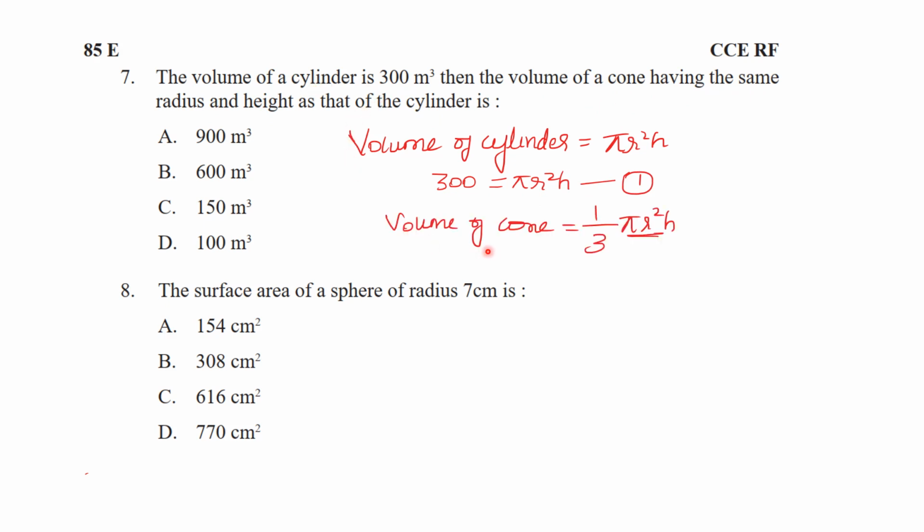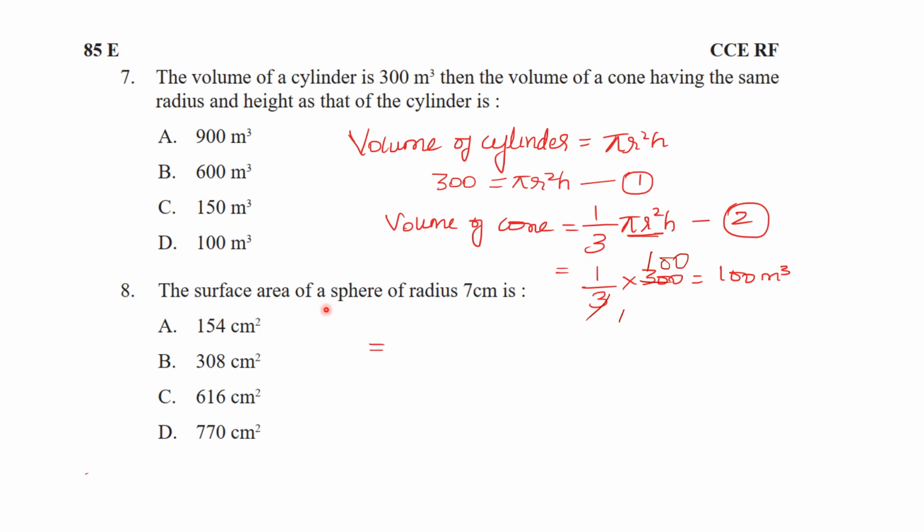So what is the volume of a cone? 1 by 3 pi r square h. Okay, so make it as equation number 2. Pi r square h is common here. So substitute equation 1 in equation 2. That is pi r square h value is 300. Substitute it. That is 1 by 3 into 300 is equal to how much you will get? 100 meter cube. That is 3 ones are 300. So that is 100 meter cube. Okay, we'll move on to the next question.